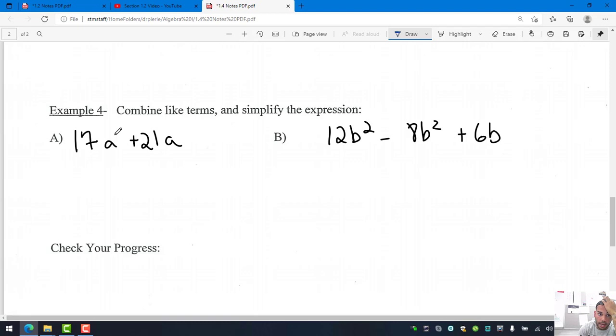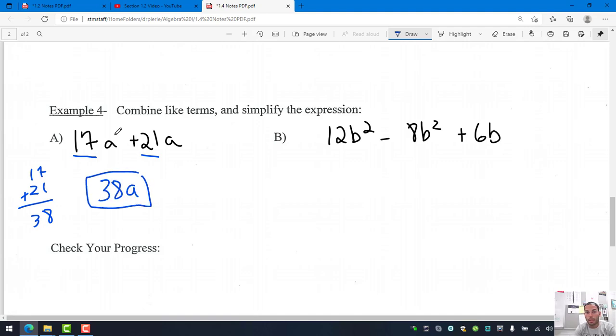So what does that mean? I want to start with 17a and I want to add 21a. I'm starting with 17 and I'm adding another 21. It's pretty simple. Just take 17 plus 21 and you should get something like 38. If I start with 17 a's and I add another 21 a's, I should be left with 38 a's as my final answer.